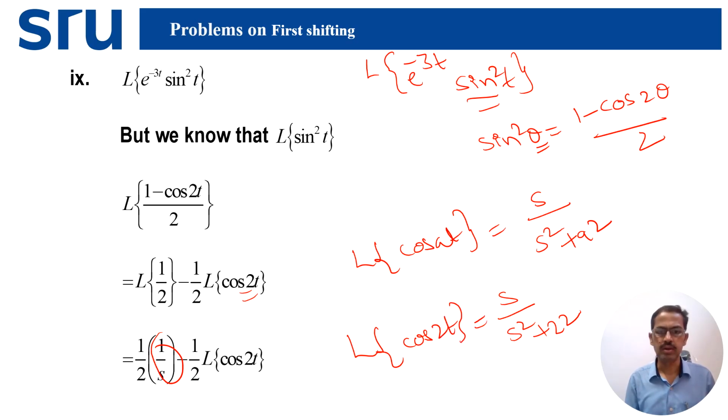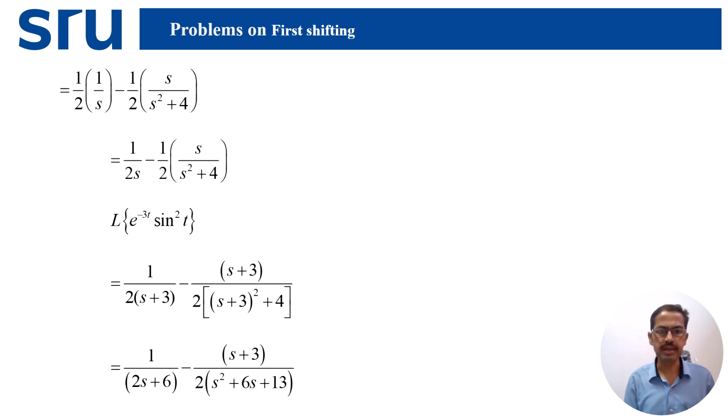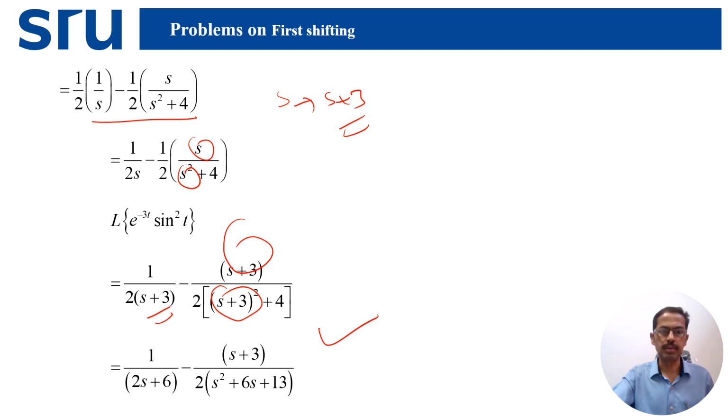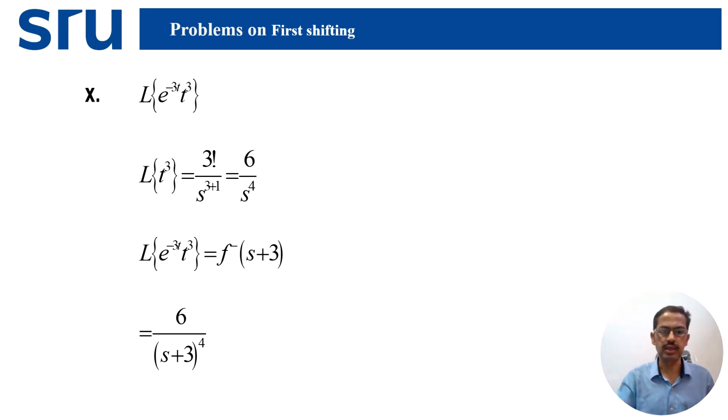Now e to the power of minus 3t sine square t we need. In this fraction, s is replaced by s plus 3. So for e to the power of minus 3t sine square t, s is replaced by s plus 3. So this is the Laplace transform of e to the power of minus 3t and sine square t.